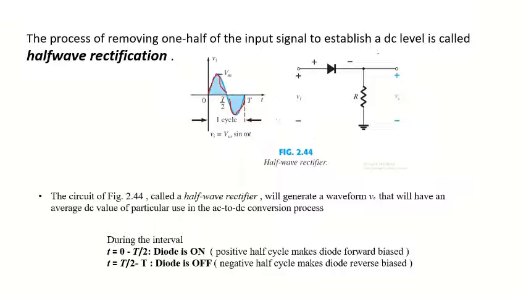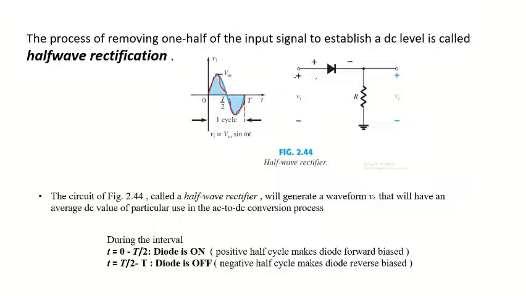Considering this circuit, which has one ideal diode and a resistor from which we get the output voltage Vo, we need to generate a waveform Vo that has an average DC value, useful in the AC to DC conversion process. During the interval t equal to 0 to T/2, the diode will be in the on state.